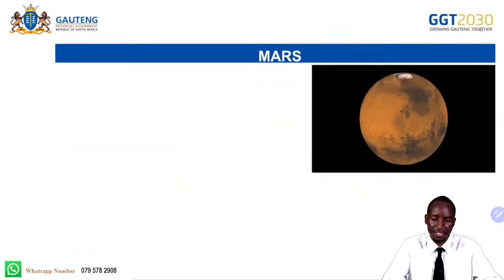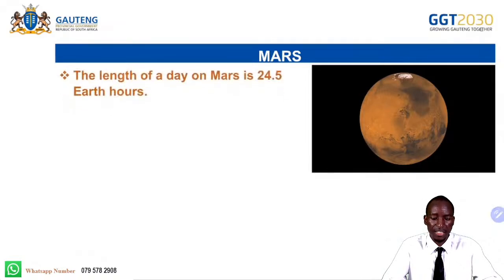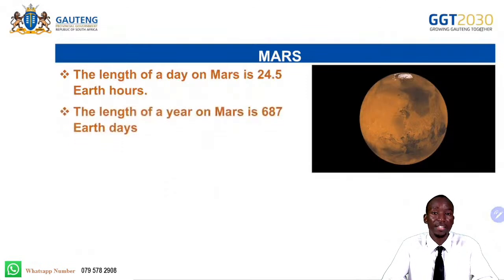Let's go to planet Mars. This one has got a length of a day which is 24.5 Earth hours, which means it takes 24.5 Earth hours for planet Mars to rotate through its axis. The length of a year on Mars is 687 Earth days. It takes 687 Earth days for planet Mars to move around the Sun.